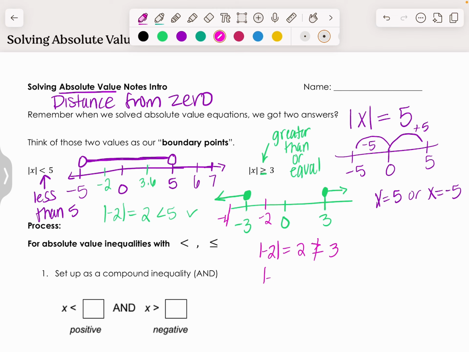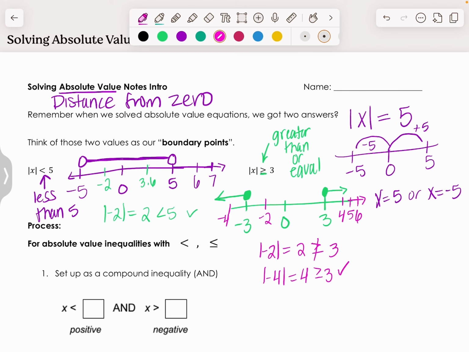If we picked the absolute value of -4, that is 4 away from 0, and that is greater than or equal to +3. So -4 would be part of our solution, and same idea over here. 4, 5, 6, 7, those numbers would be greater than 3. So the distance from 0 would be bigger than 3.